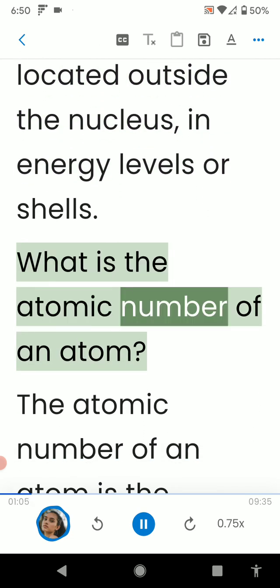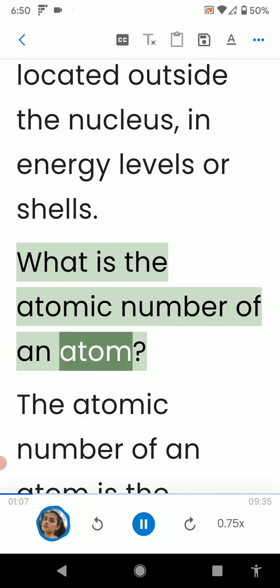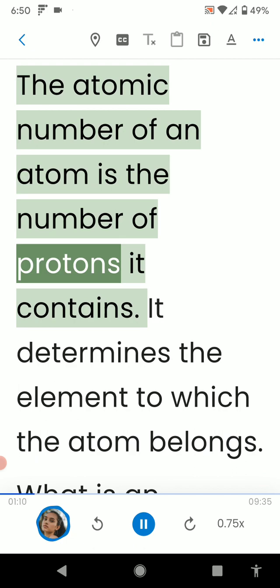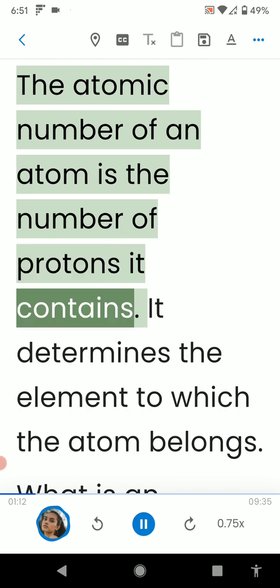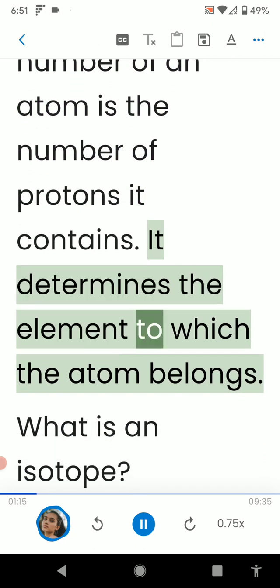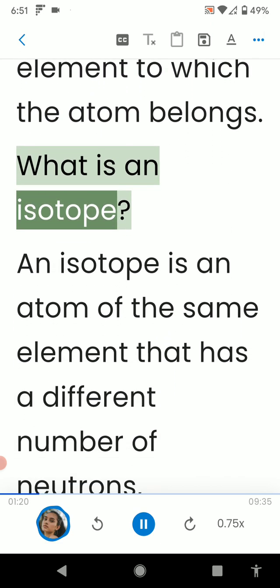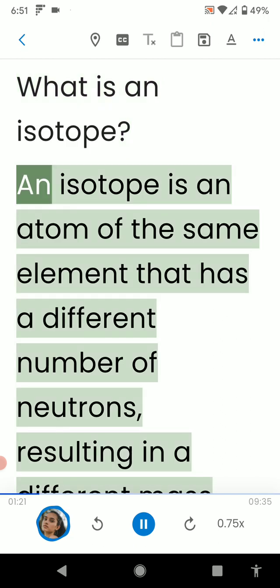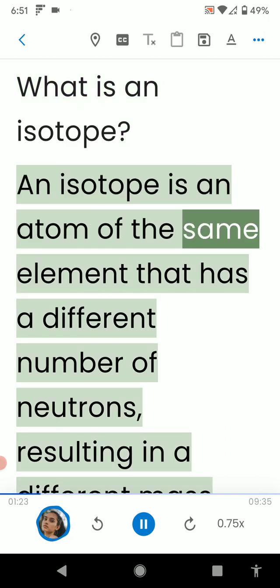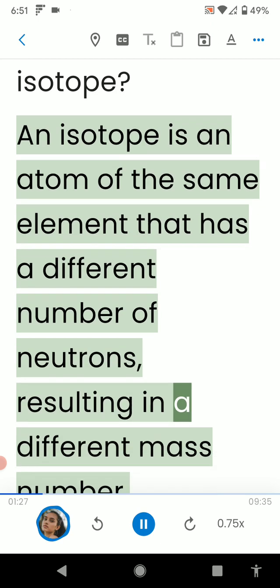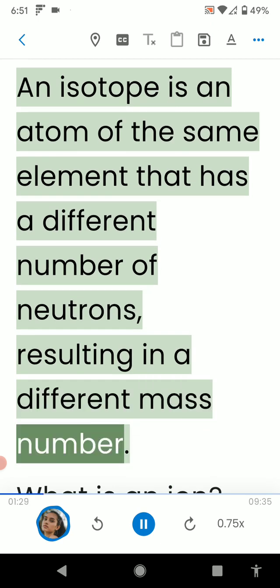What is the atomic number of an atom? The atomic number of an atom is the number of protons it contains. It determines the element to which the atom belongs. What is an isotope? An isotope is an atom of the same element that has a different number of neutrons, resulting in a different mass number.